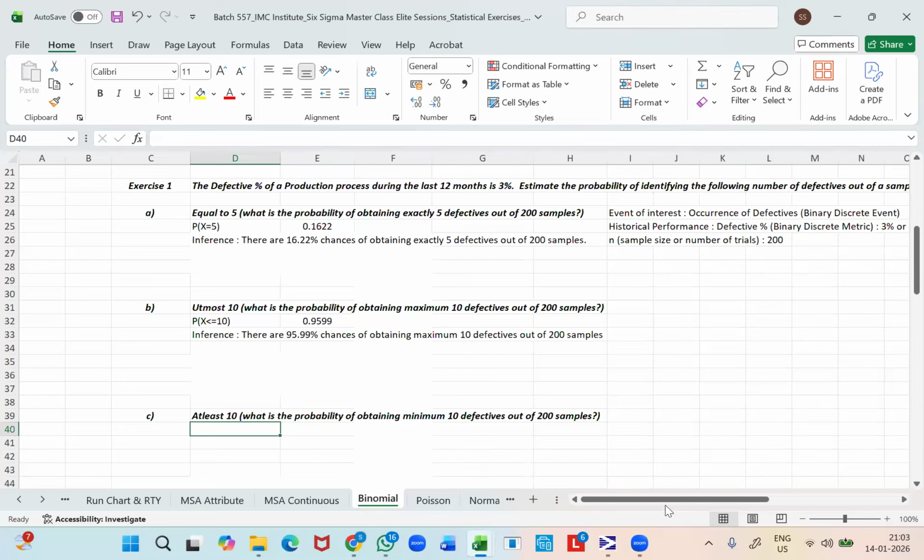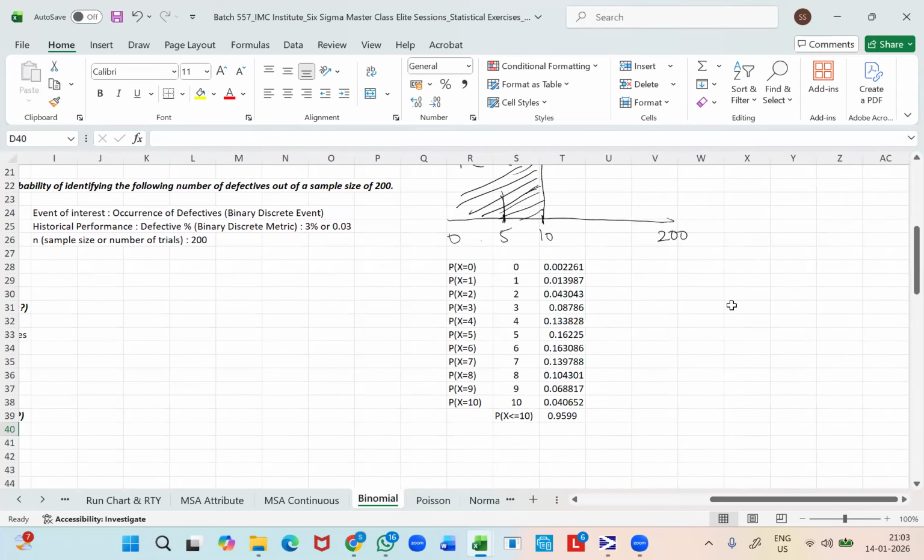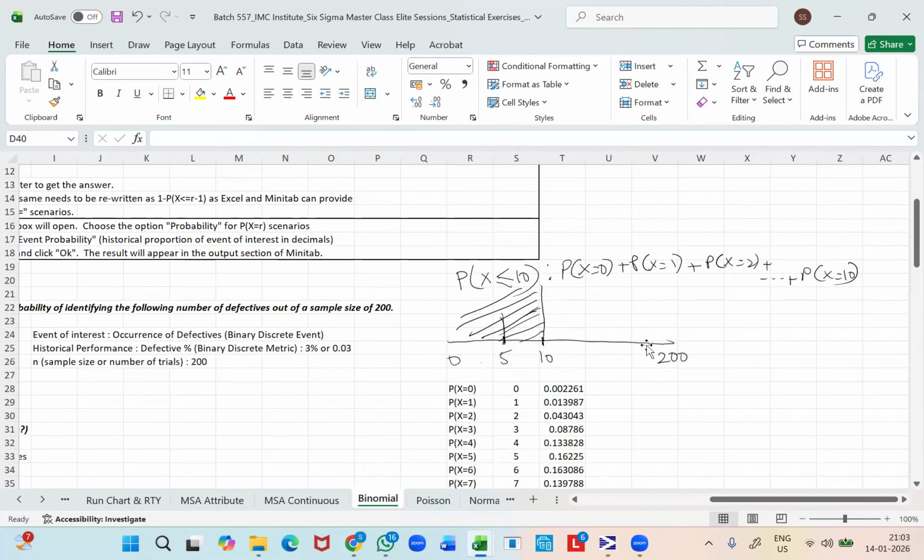So looking at this diagram, which area do I need to shade, or estimate, for the third scenario? It is the right-hand side area to this value 10. So this area. Fine. So in terms of notation, how will I write this?